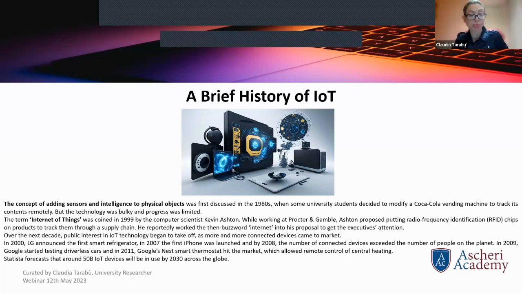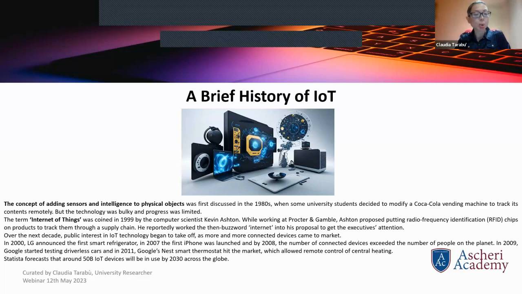Other historical points that we can mention, for example, in 2000, the company LG announced the first smart refrigerator. I don't know if you have already seen this characteristic refrigerator. This refrigerator is able to check the content in terms of food and beverage, and in 2007, the first iPhone was launched. By 2009, the number of connected devices exceeded the number of people on the planet. So we are talking about a huge amount of electronic devices.